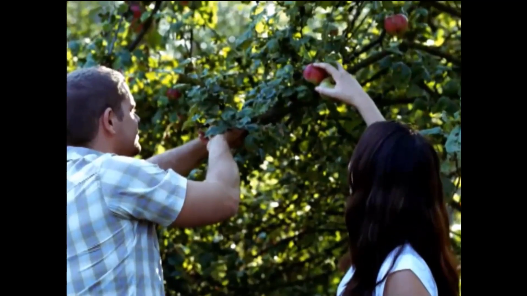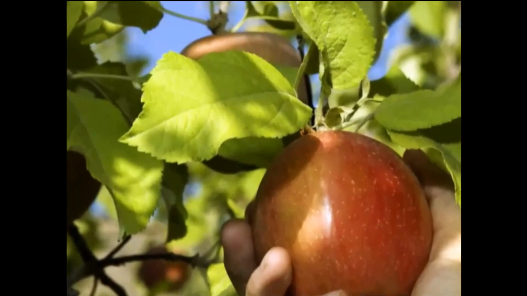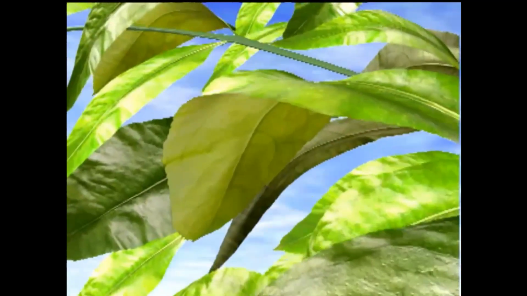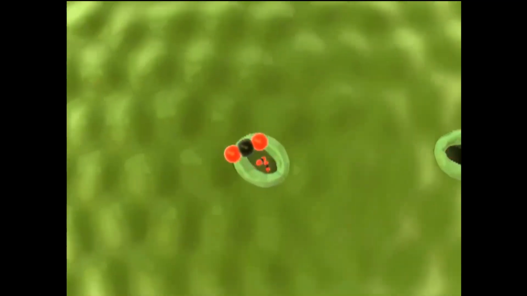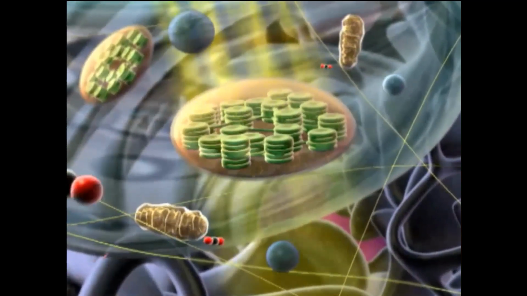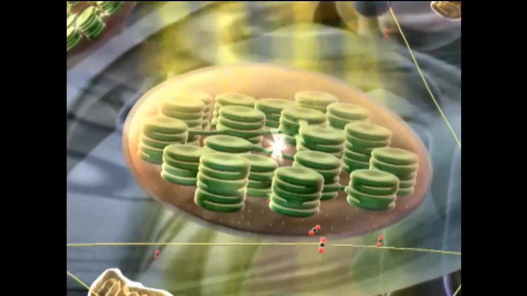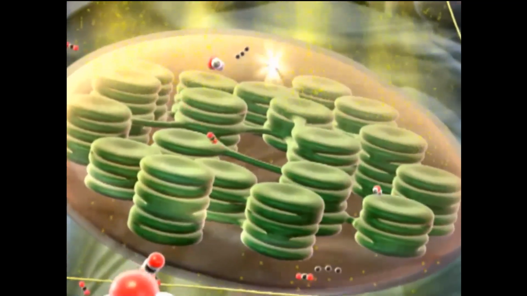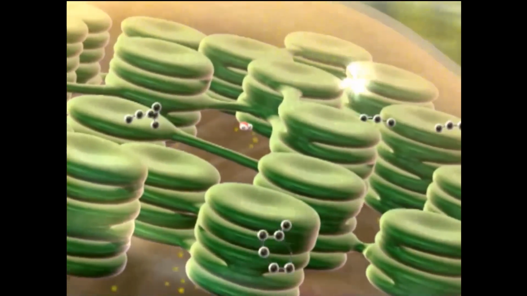Plants provide us with food to eat and oxygen to breathe. They perform this amazing feat by the process of photosynthesis. Let's take a closer look. Photosynthesis requires carbon dioxide, which diffuses into the leaf through small pores and then enters the cells. Inside the cell, carbon dioxide diffuses into the chloroplasts, where photosynthesis takes place. Chloroplasts use energy from light to transform carbon dioxide and water into sugar and oxygen.